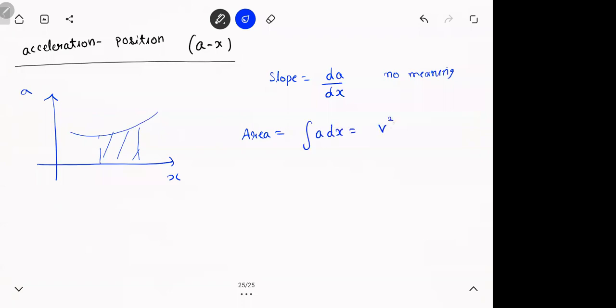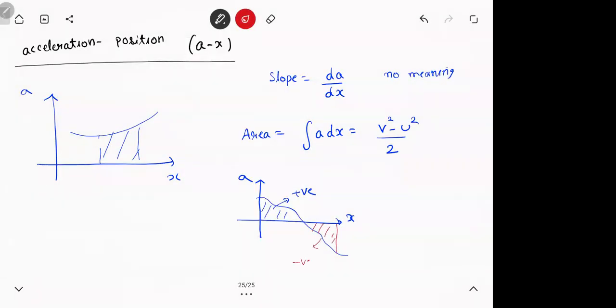This thing has some meaning. V square minus u square by 2. Can you see? It looks like v square minus u square is 2a. Yes, it is that third equation actually in the three ones. So area has some meaning for it. The only thing you have to be a little careful about here is, remember, there is positive area and negative area. That concept is still valid here.